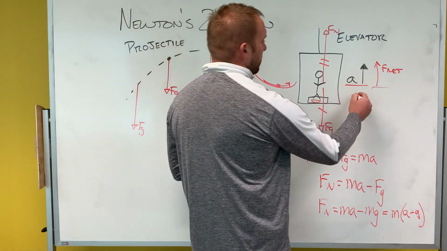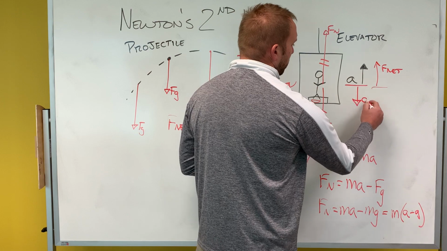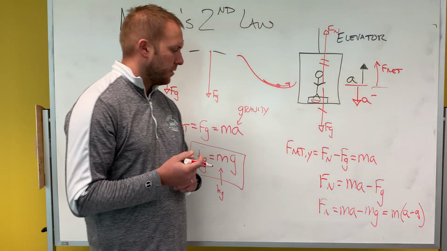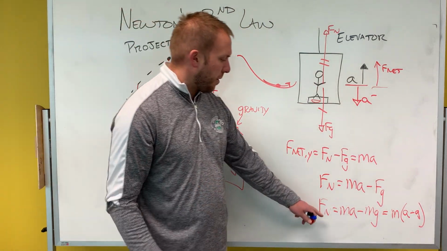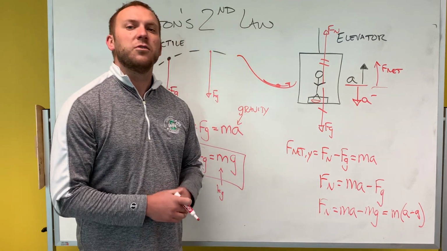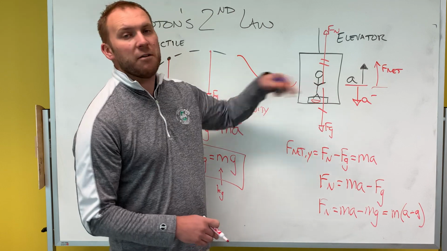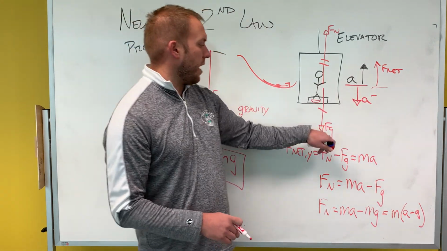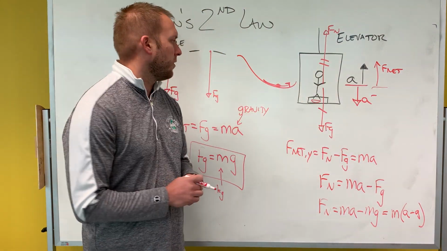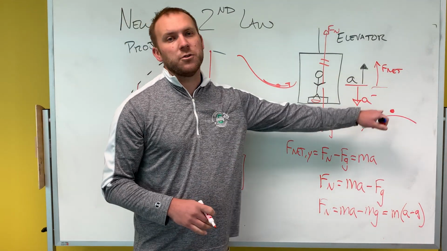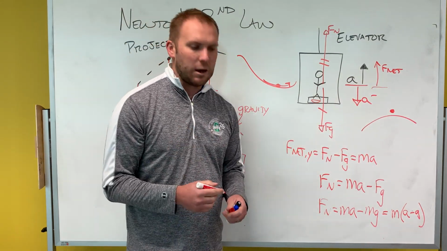If the elevator was accelerating downwards, that would be a negative acceleration. And that would actually make the normal force smaller than the gravitational force, because for me to have a net force downwards, gravity would have to be bigger than my normal force. So based on your net force, you have that acceleration downwards.